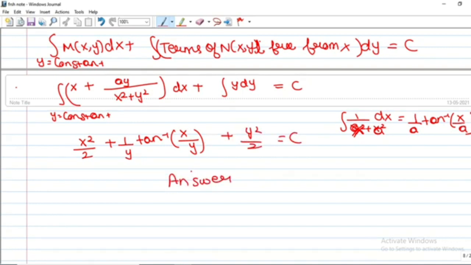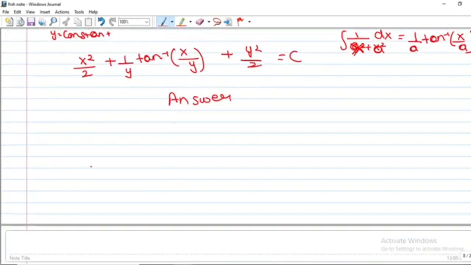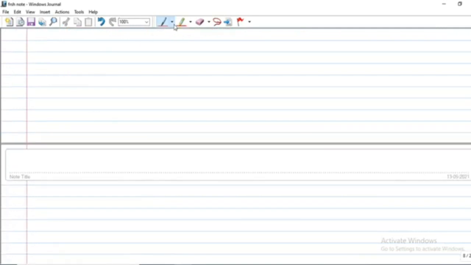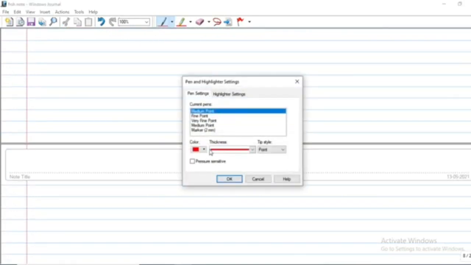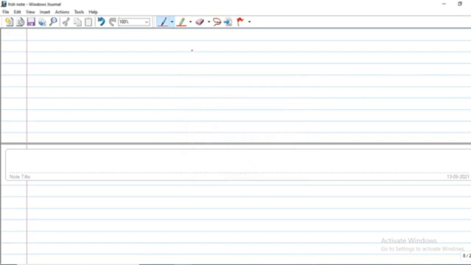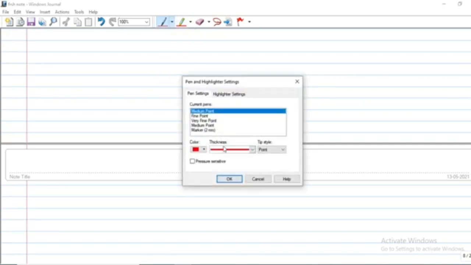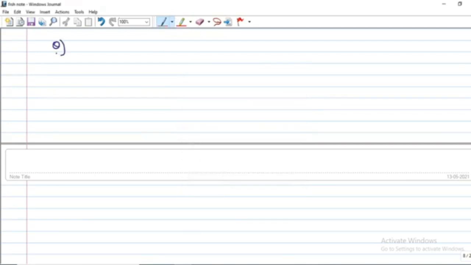Hope you have understood each and every step. Now the last question which we are going to do is this question. Let me change the pen. So the last question, pen has some bug or what. So the last question which we are going to take is as follows: solve e power minus x square plus y square bracket x dx plus y dy should be equal to 0.